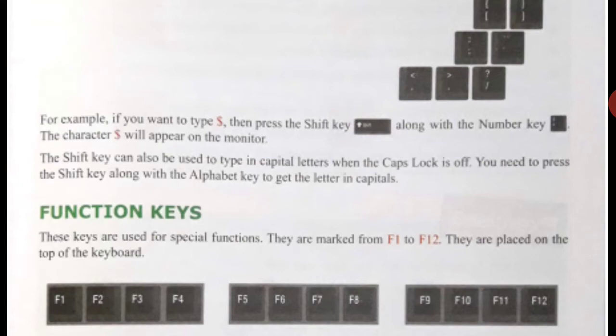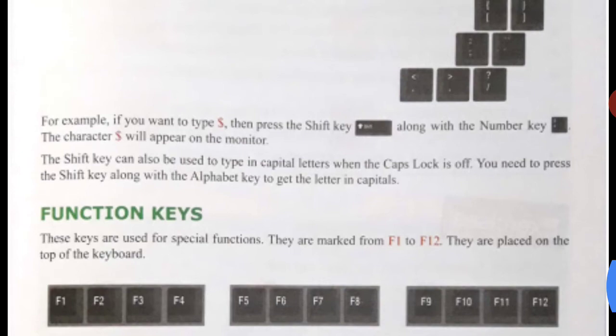आपको क्या करना पड़ेगा? शिफ्ट की प्रेस करना पड़ेगा along with the alphabet key to get the letters in capital.